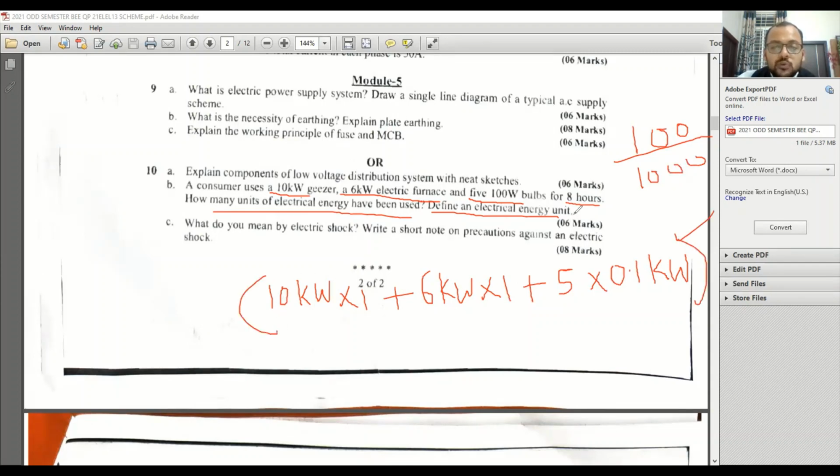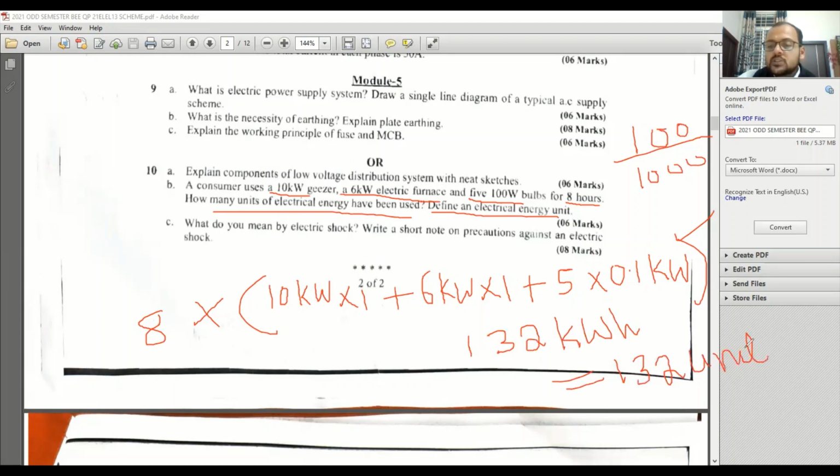Then what you are supposed to do is find how long it is going to operate, how many hours it is going to operate. So 8 hours. Then if you multiply, you will be getting 132 kilowatt hour. That is nothing but 132 units.